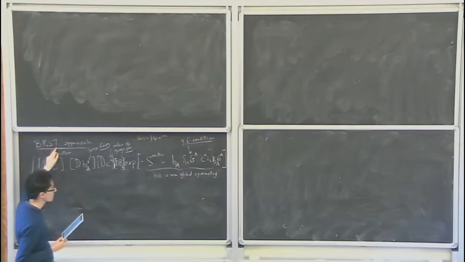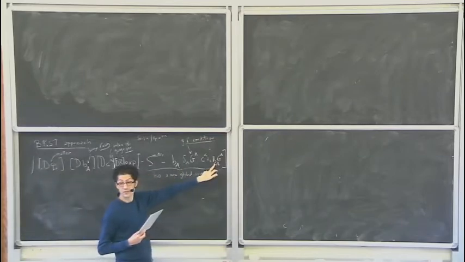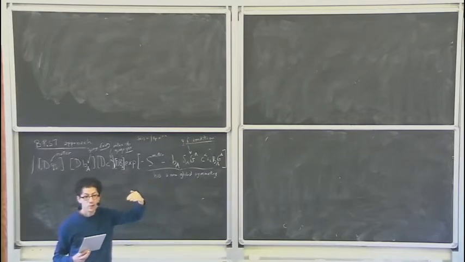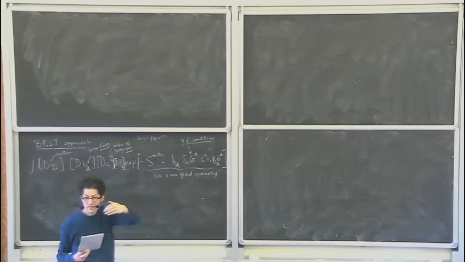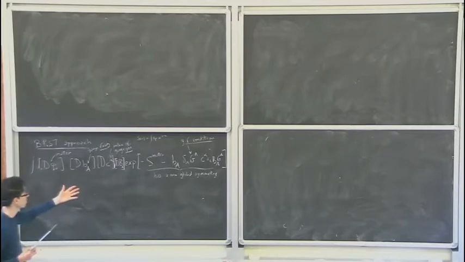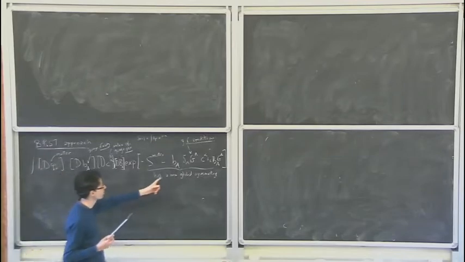What BRST noticed is that if you write the action in this form, including this extra field, the local gauge invariance you had at the beginning provides you with a new global symmetry. And that global symmetry has parameter generating the symmetry, which have the opposite statistics as the original parameter of the local symmetry. So in our case, for the bosonic theory, the original parameter of the local symmetry was a vector, a boson. So this BRST symmetry will be a fermionic symmetry.